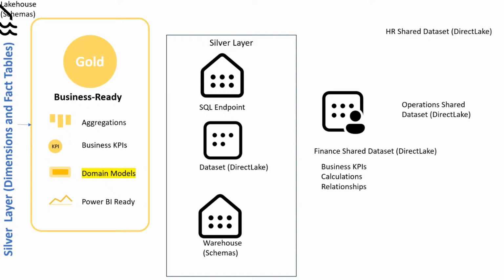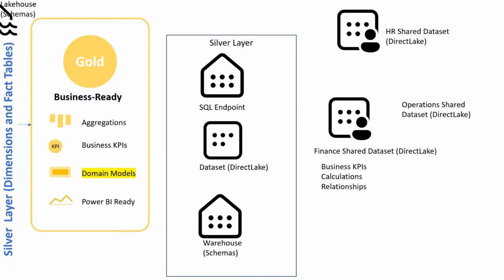But the idea is to take advantage of the information that you already had in the silver layer to start exposing that information using different methods that you can define as part of the architecture of Power BI. This is just Power BI semantic models, right?